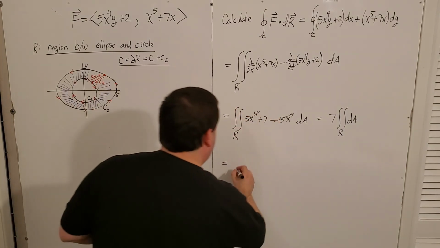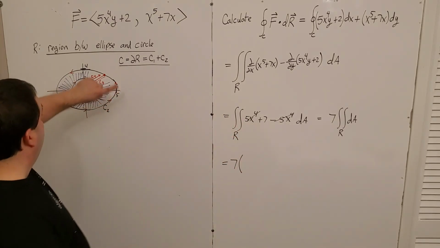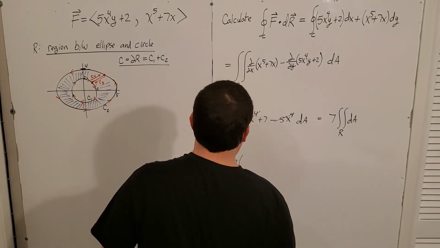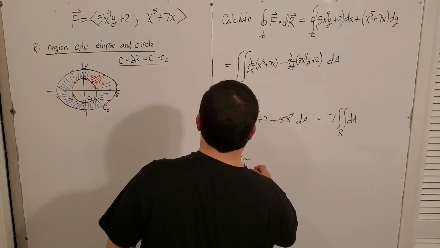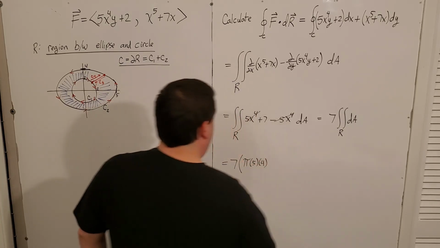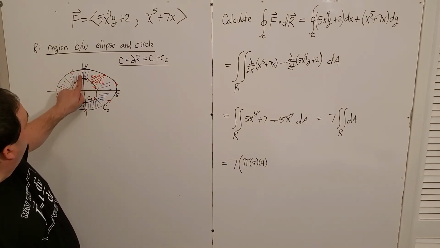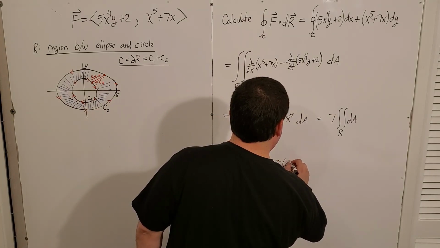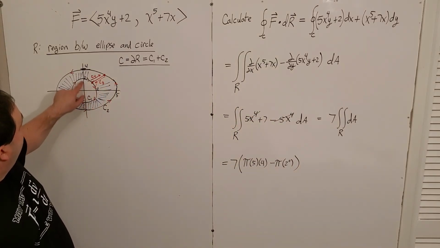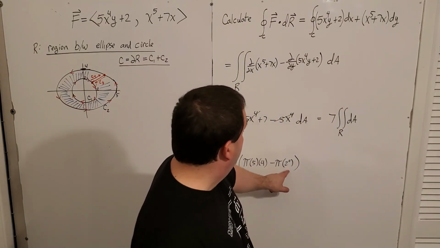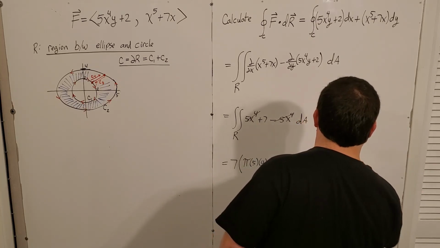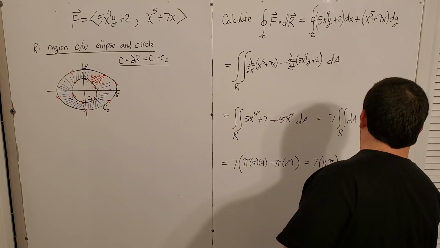Okay, so I have 7 times, and then I just need to do the area of the ellipse minus the area of the circle. So the area of the ellipse is pi times a times b. My a is 5, my b is 4 on the ellipse, right? A is 5, b is 4, minus pi times the radius squared, right? My radius here is 2. So I have 20 pi minus 4 pi, which is 16 pi. Which gives me 112 pi. Okay?